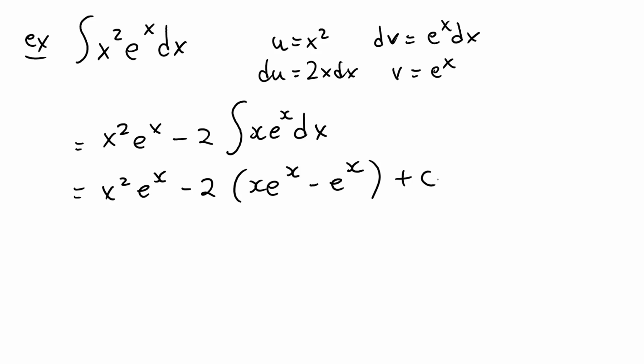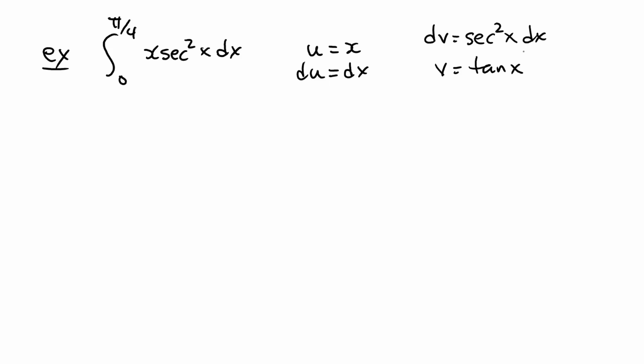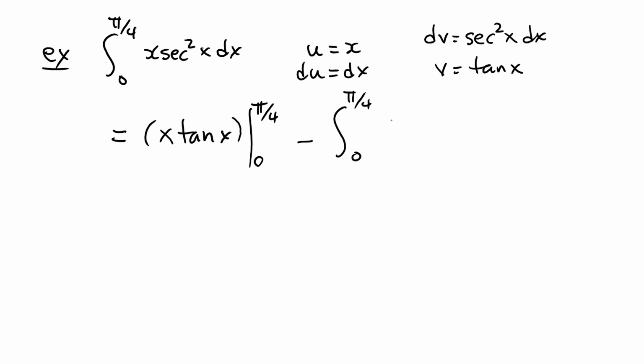And our final example, let's just take a look and see what happens if this is a definite integral. Like I did before, I choose my u value to be x. I choose my dv value to be the other part, in this case secant x squared dx, and integrating both sides gives me tan x. And this allows me to use the equation from earlier to get u times v evaluated at pi over 4 minus 0, minus the integral from 0 to pi over 4 of tan x dx.